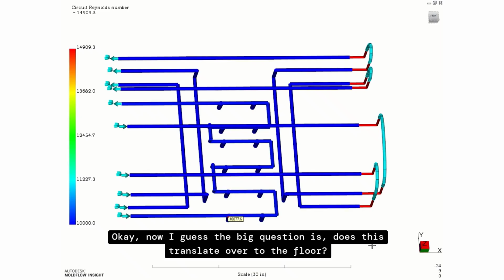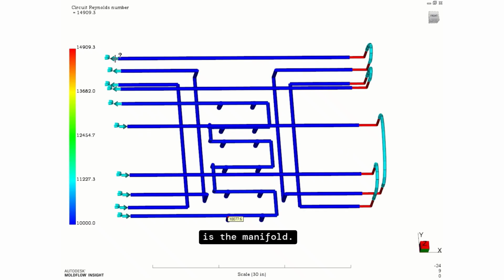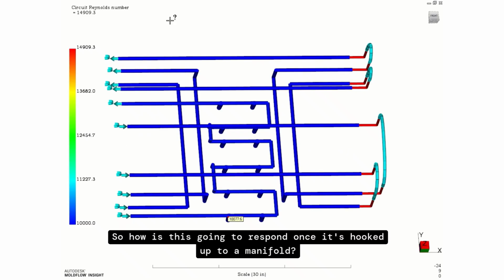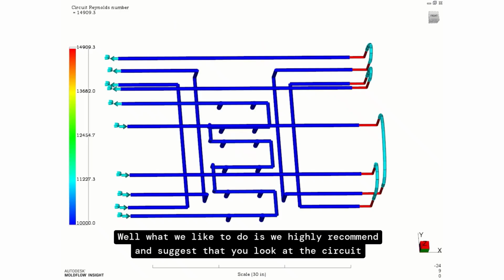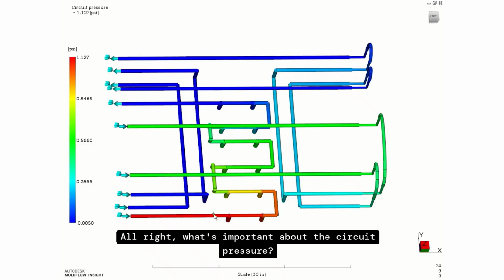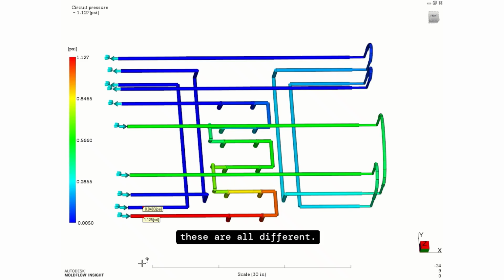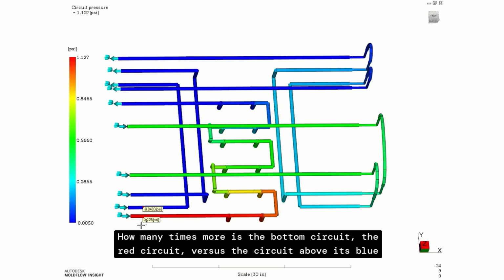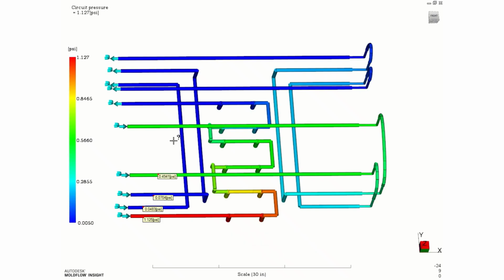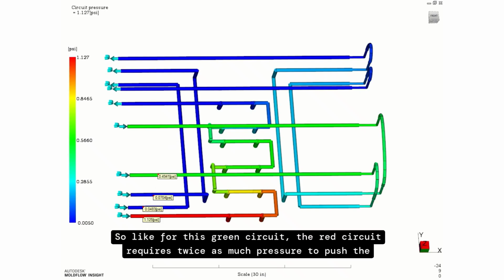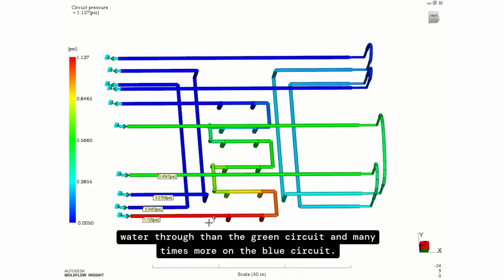Now, I guess the big question is, does this translate over to the floor? Because what's missing here is the manifold. So how is this going to respond once it's hooked up to a manifold? Well, we highly recommend that you look at the circuit pressure plot. What's important about the circuit pressure? If we look at the pressure plot, they're not uniform; these are all different. How many times more is the bottom circuit, the red circuit, versus the circuit above it, the blue circuit, and so on? For this green circuit, the red circuit requires twice as much pressure to push the water through, and many times more on the blue circuit.